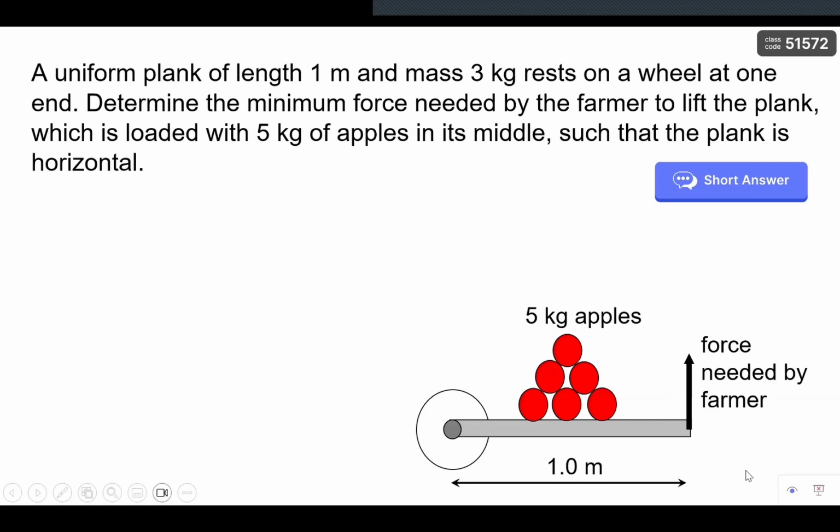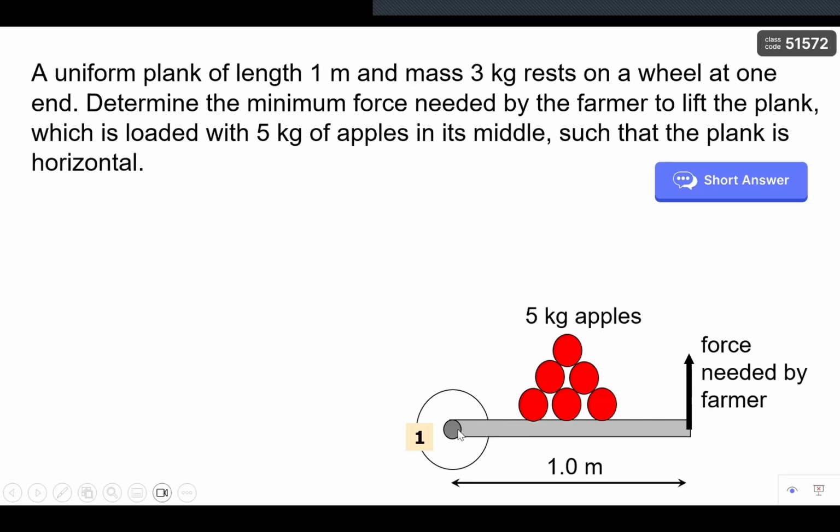So step number one, this one is not a standard plank with the triangle pivot. You need to identify the pivot. I hope that you know that this plank will be rotating about the axis of the wheel here. So number one, the pivot is over here, this black dot. This will be my pivot.